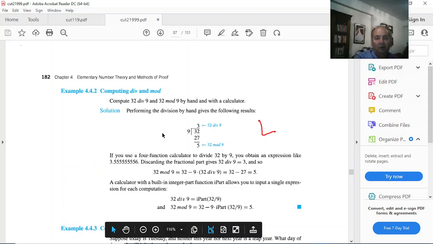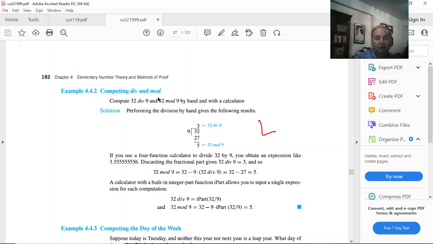Let me repeat it. Div is the quotient. When you divide this thing, you get the quotient. Forget about the remainder for div. And this one is the remainder itself. Remove every possible 9 from the 32: 1, 9, 2, 9, 3, 9, and what you get is 5. Of course, the remainder should be less than the divisor. Division theorem.